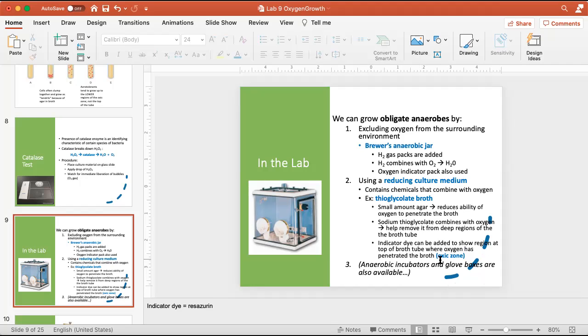There are also what we call glove boxes, and that's what this item is. This glove box, as you can see, has 2 openings with gloves attached. So I can put my hands through these openings and into the gloves, and I can work in this chamber. There are valves up at the top that you would attach to pumps to get the oxygen out of this chamber. So glove boxes and anaerobic incubators are not common. You're not going to see these in many labs, but they are available if you're trying to grow anaerobes.